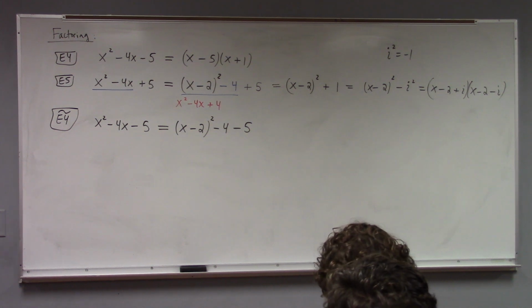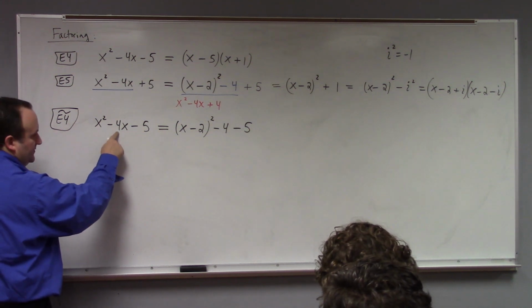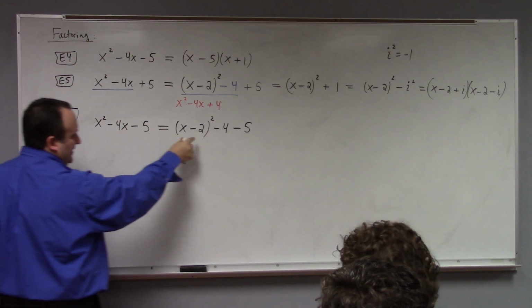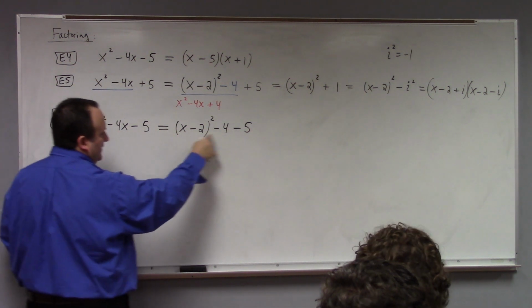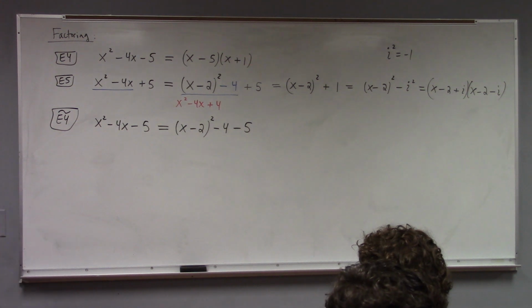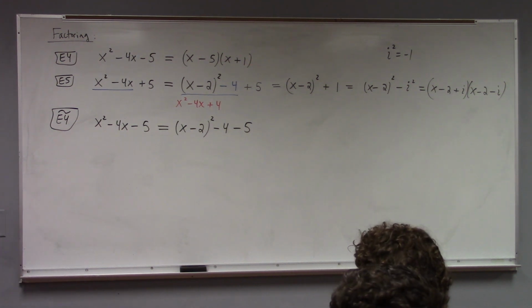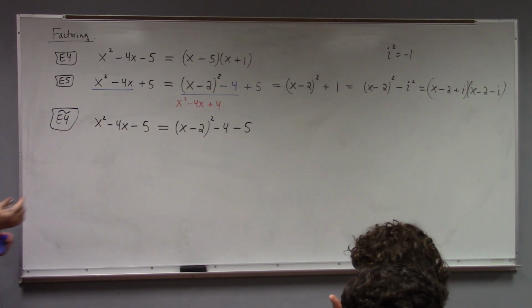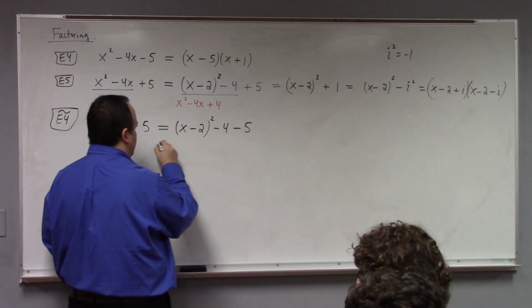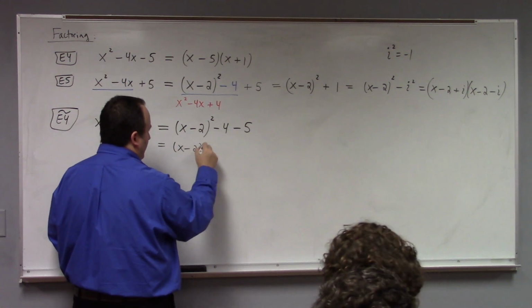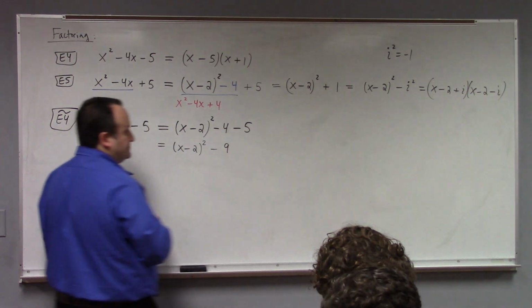You take half of the middle term, half of the coefficient of the x, you add that to x, you square it, you subtract the square of the thing you added over here. Now if there's a number in front of the x squared, it gets a little bit fussier, but that's it for these. And what is this? Well, this is x minus 2 squared minus 9.